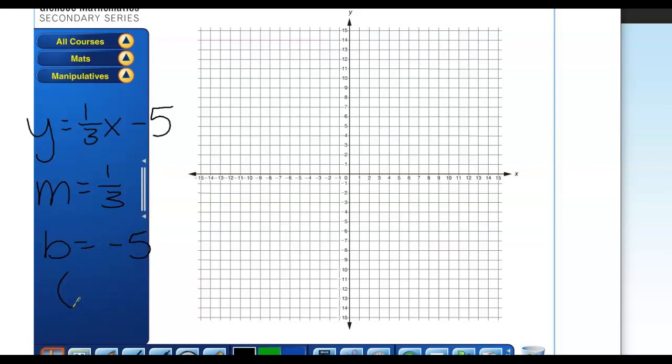Gavin, what is my x-coordinate always in a y-intercept? What's the x always in a y-intercept? That's my slope. 0. And then my y-intercept is -5, so 0, -5. I graph that point. So I'm at 0 and I go down 5.